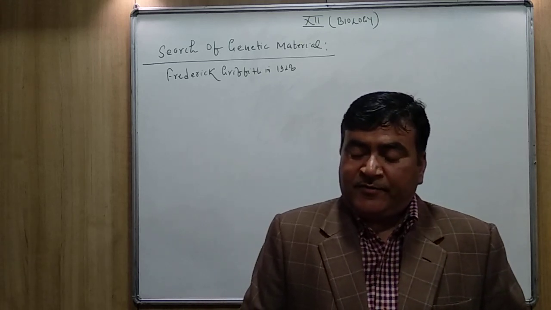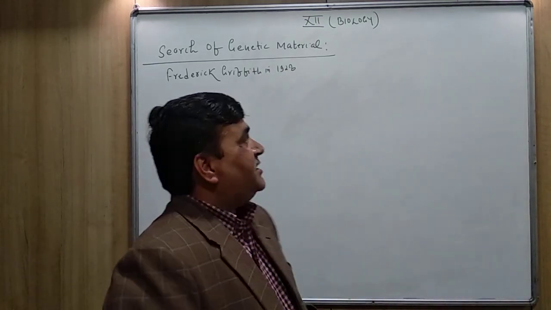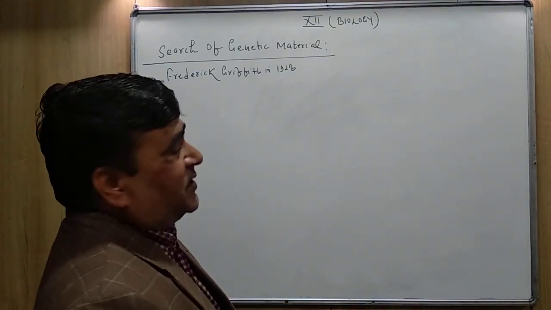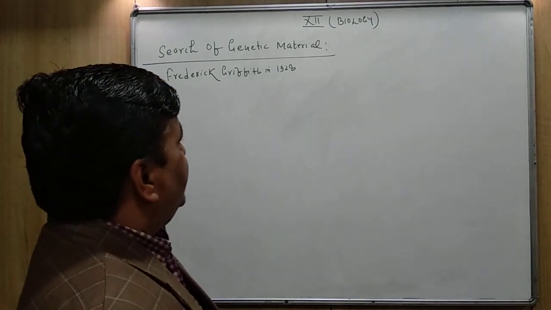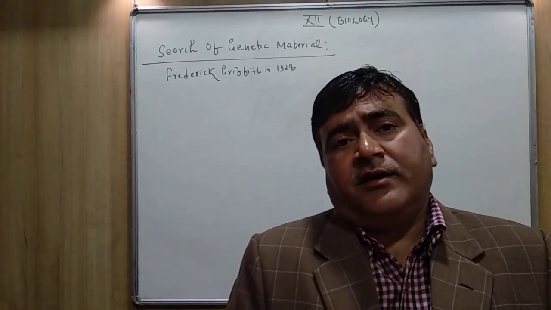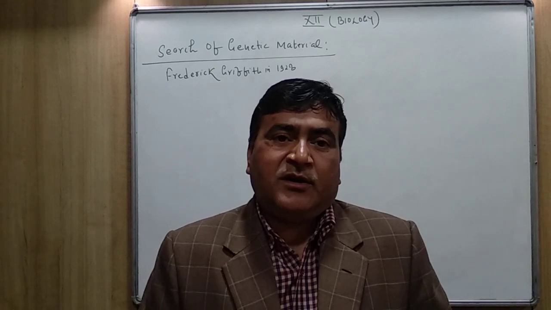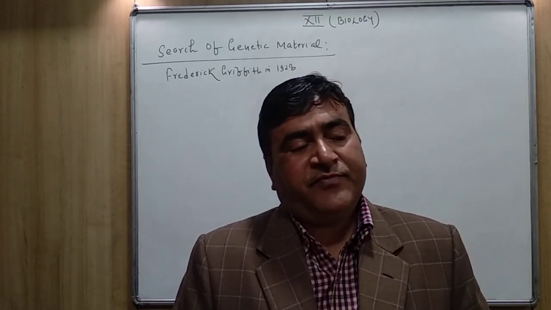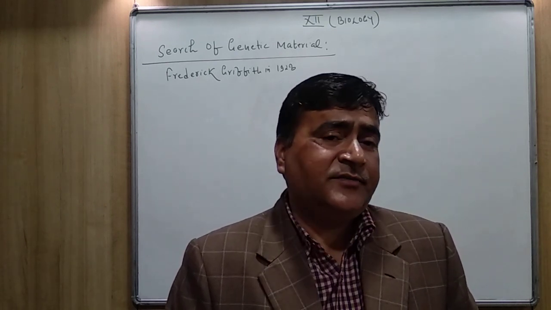Good morning everyone. Today we will discuss the search for genetic material, which was given by Frederick Griffith in 1928. In the previous video, we discussed the structure of DNA, the double helix model of DNA, which was given by Watson and Crick.